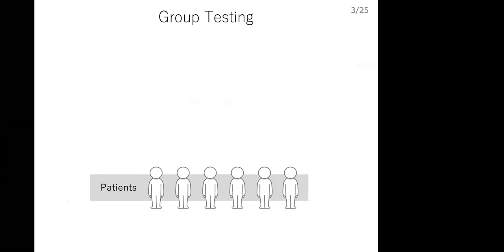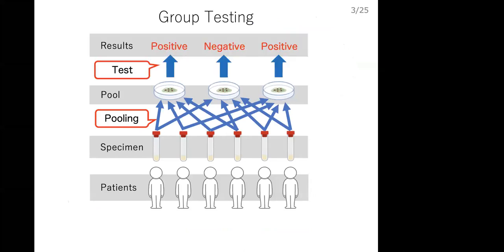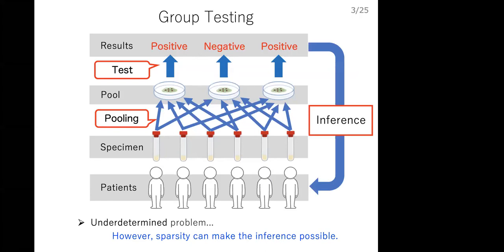In the procedure of group testing, we collect specimens from patients and pool them based on a pooling method. These tests are performed on the pool and test results are obtained. We identify the state of patients from the test result. To do so, an inference procedure is required. We need to infer the patient state from the observation whose dimension is smaller than the number of patients. So the problem is underdetermined and the solution is not uniquely identified. However, using the knowledge about sparsity, that means the number of infected patients in the population is small, the identification of infected patients is sometimes achieved.